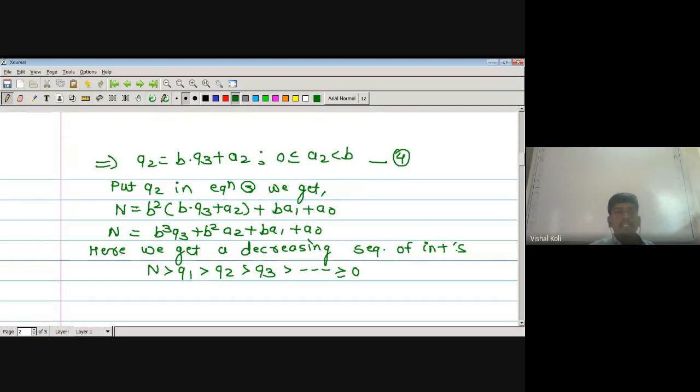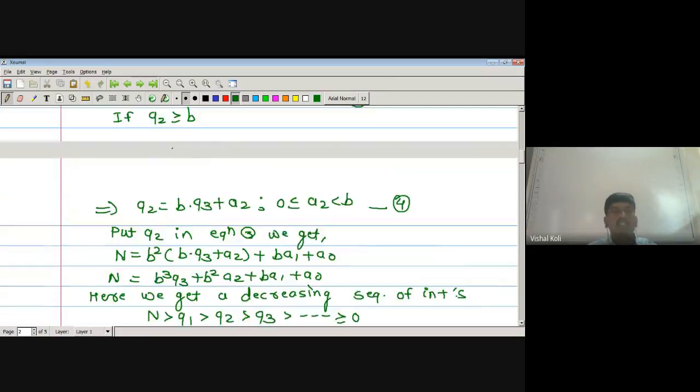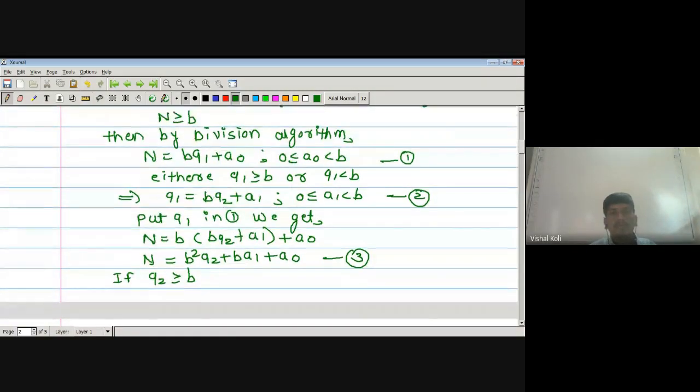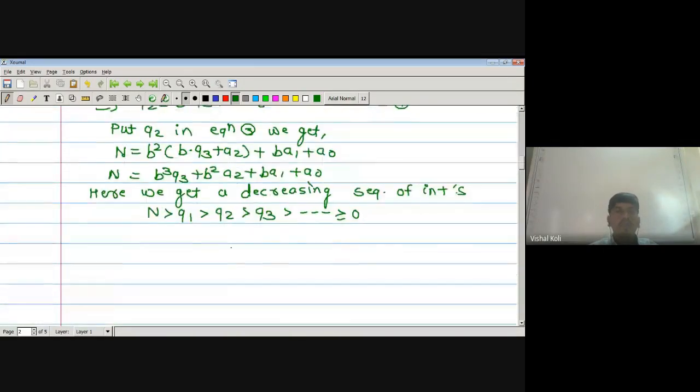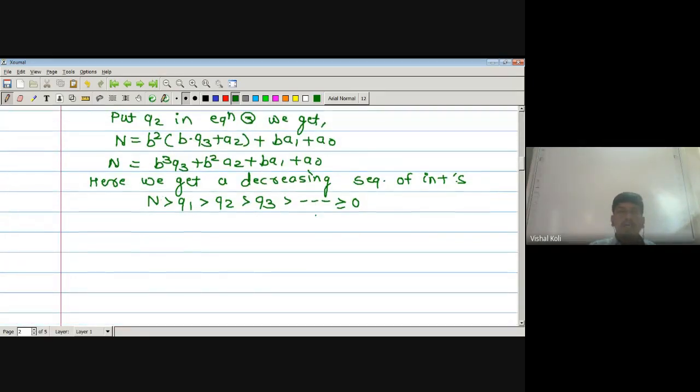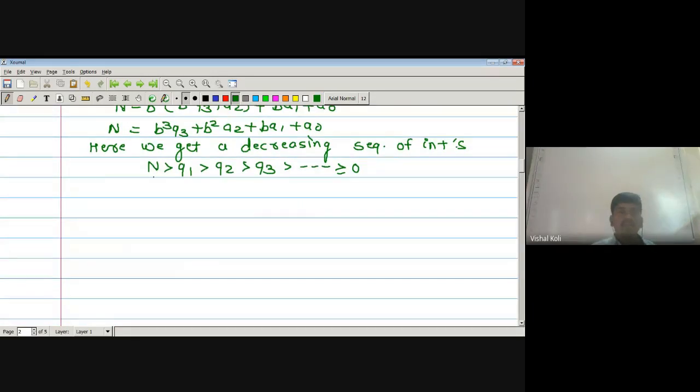Now n is expressed first as b into q1 plus a naught, a multiple of b and q1 plus some remainder, therefore n must be greater than q1. Then q1 is expressed in terms of q2 plus remainder, therefore q1 must be greater than q2, and so on. Therefore obviously we get a decreasing sequence of integers such that n is greater than q1, greater than q2, and so on. Now this procedure will terminate after some finite number of steps, terminate means it ends at some finite number of steps.